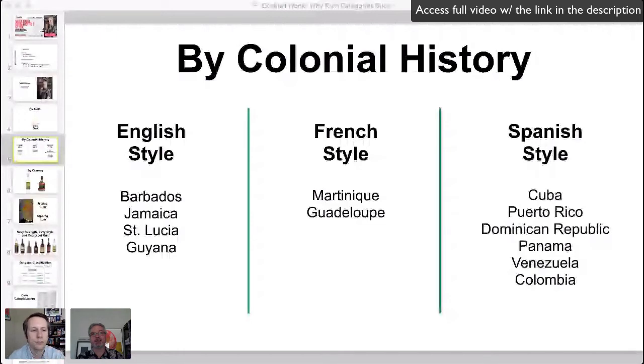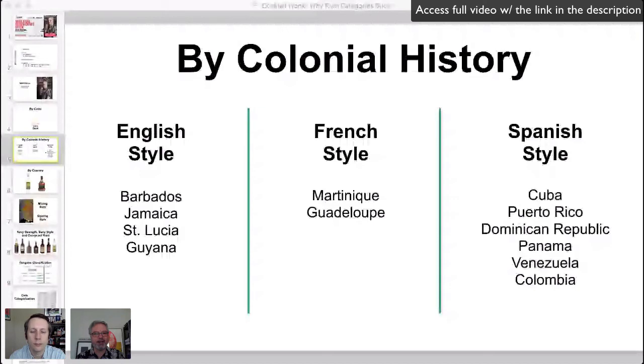I would say that the colonial classification system, and I'm going to say something and I'm going to reverse it later, but the colonial classification system took advantage of some historical happenings that essentially led to three different styles of rum making. Just for example, the English style, which is what we would call English style today, was the original way rum was made, starting 1640 or so in Barbados.